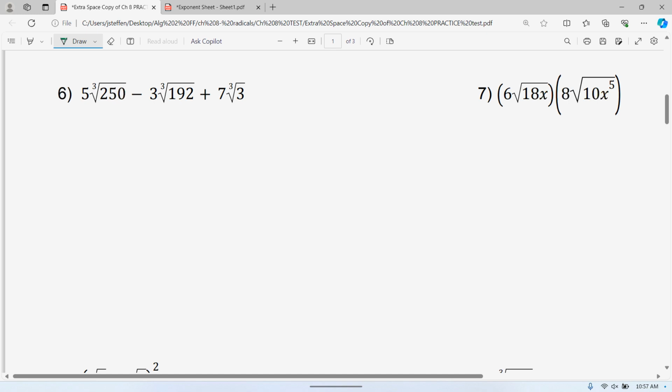It doesn't look like we can combine. Remember, when we add or subtract these, the numbers inside the radicals have to be the same to be able to combine them. So they're not the same, so we can't, but we have to reduce them. That's the whole idea. When we reduce them, then you're going to be able to combine some things.